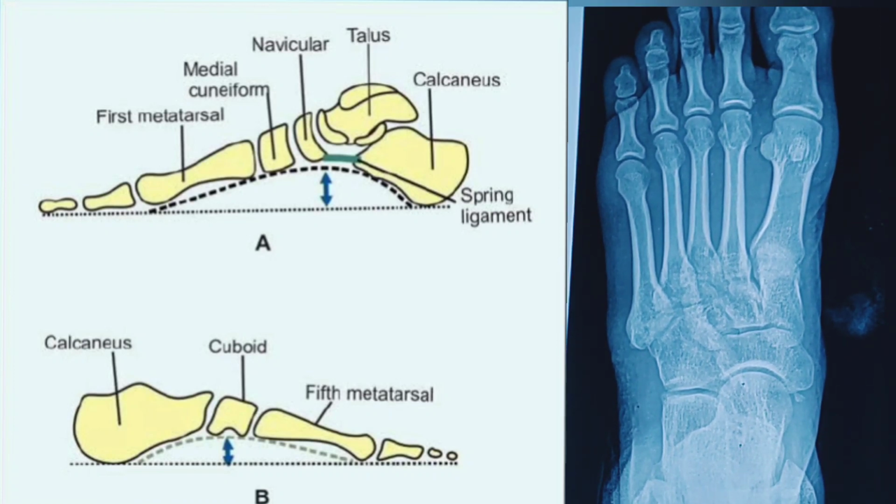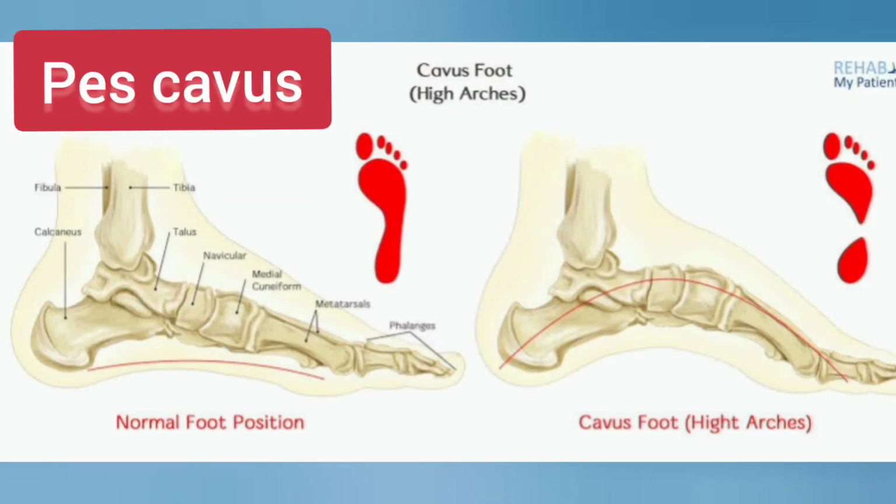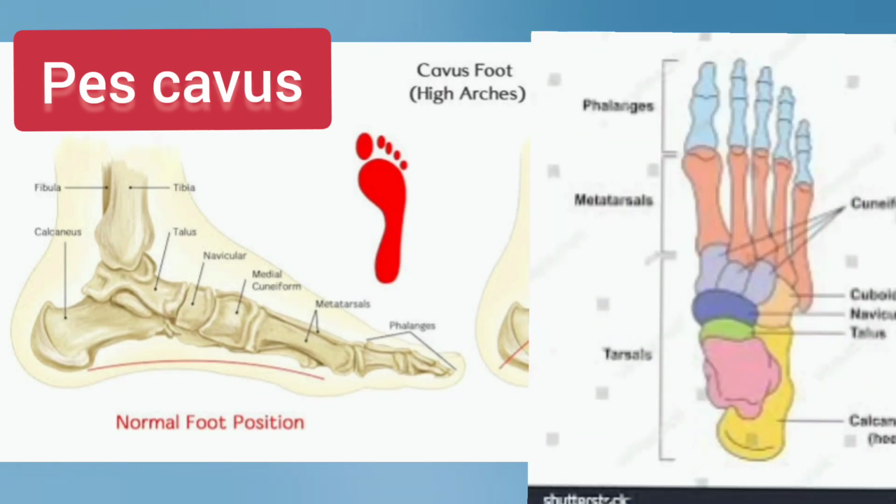Then what is the commonest deformity of the arch of the foot? That is called flat foot or pes planus. And another term sometimes asked, what is pes cavus? Pes cavus is the over-arching of the longitudinal arch of the foot.